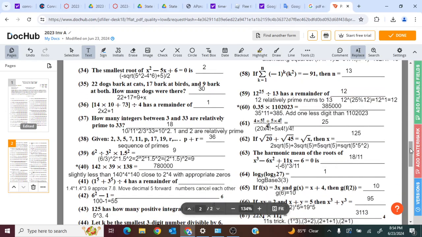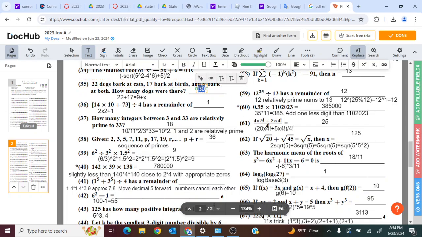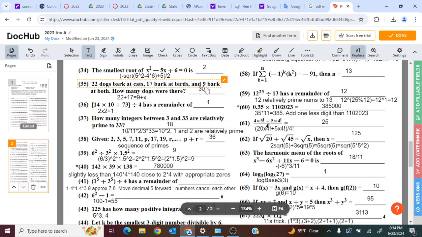2. Okay, that many dogs bark at cats, that many at birds, and 9 bark at both. How many dogs are there? Basically, I'll just tell you first off something that you can remember if you don't want the logic behind it. Number barking at one thing, number barking at another thing, add them together. It's equal to the total number of things plus the total number of things barking at both.